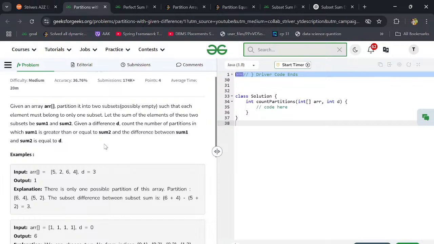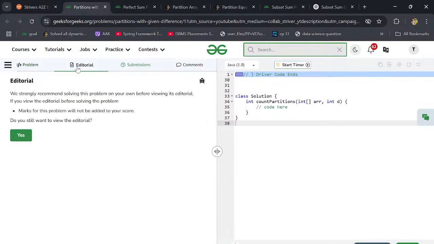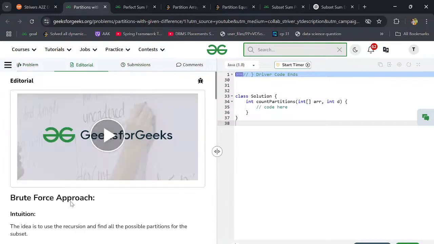The subset difference. You got the minimum out of this. Can't we find for which possible case the difference is 3? That's the way to do this question. Let's see the solution.